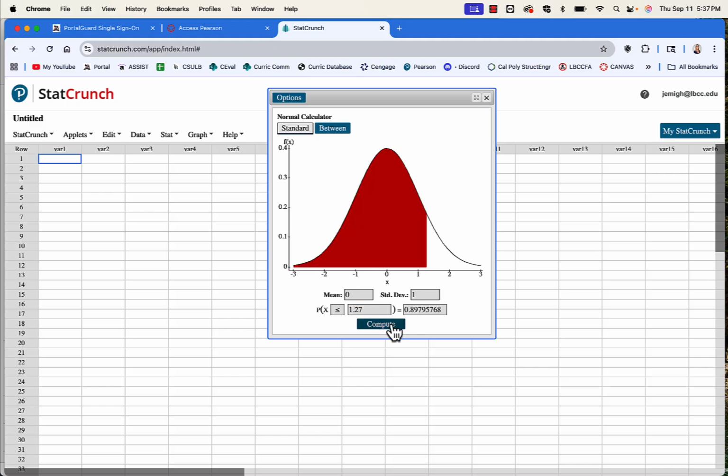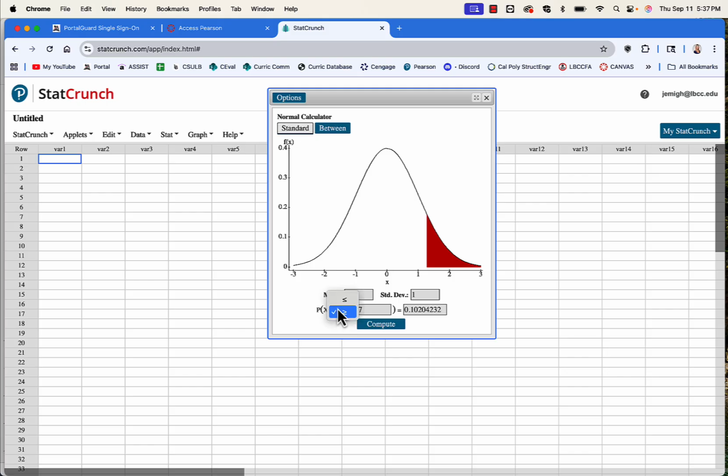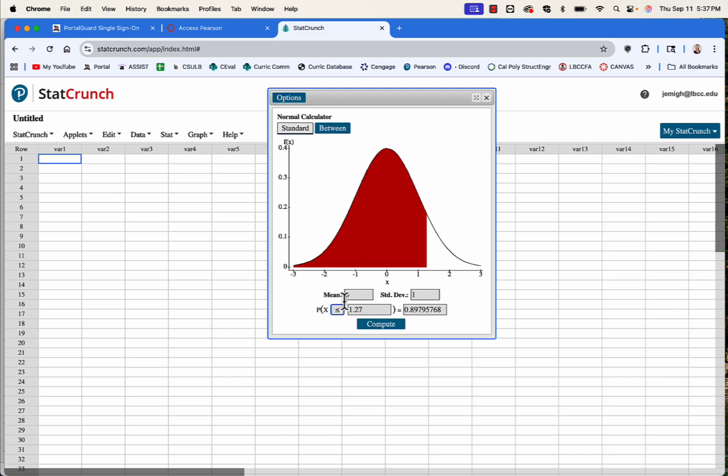Compute. Does the graph look like the one we sketched? Hopefully yes. If the shading is on the other side, you may have just selected the wrong inequality. Watch what happens. Ready? Watch. Switch the inequality. Shading moved to the other side. So we want to make sure we have less than 1.27. And then here is our probability that a z-score is less than 1.27: 0.8979578 and so on.